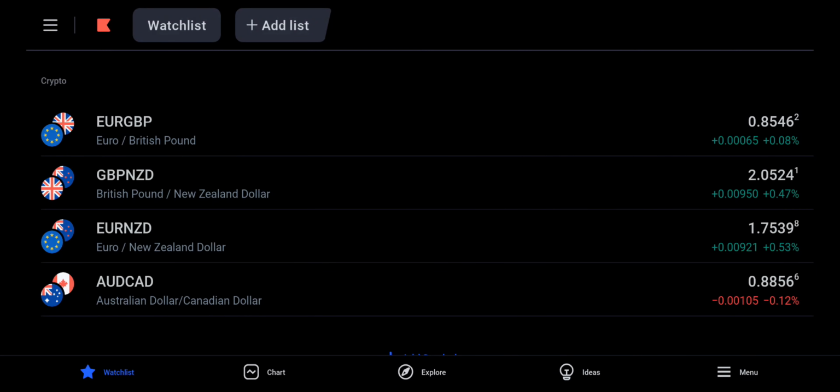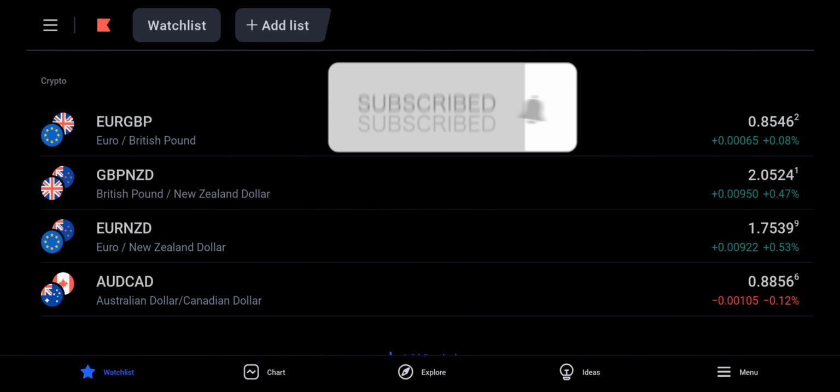I'm going to be doing the trade outlook for this coming week, and we are going to be looking at just 4 pairs. The first pair is EURGBP, the second pair is GBPNZD, the third pair is EURNZD, and the fourth pair is AUDCAD. I'm going to be showing you guys why I'm looking at these pairs and the direction I'm looking at trading these pairs.